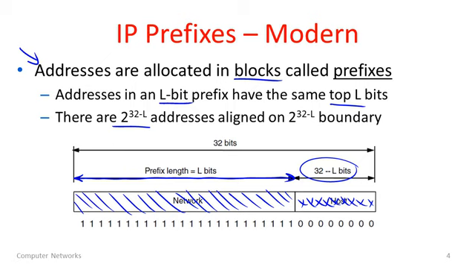For instance, a 24-bit prefix is going to have 8 bits left over, so there are 2 to the 8, or 256 addresses in a /24. These addresses, by the way, are also going to be aligned on a 2 to the power of (32 minus L) boundary. So prefixes with 2 to the 16 addresses will start on a multiple of 2 to the 16 rather than any arbitrary binary position.